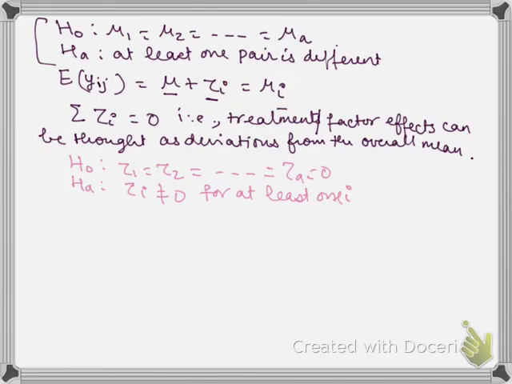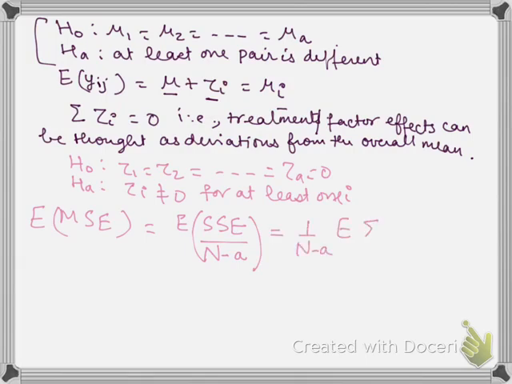So let's look at the expected value of mean square error. Mean square error is equal to the expected value of the sum of squares due to error divided by n minus a, which is 1 over n minus a, times the expected value of the sum of (Yij minus Yi dot bar) whole squared, where i goes from 1 to a, and j goes from 1 to n.